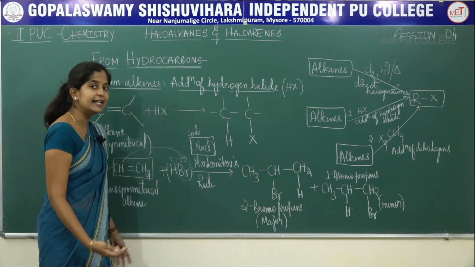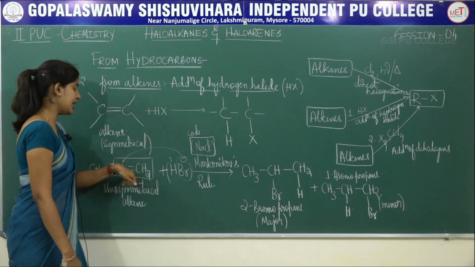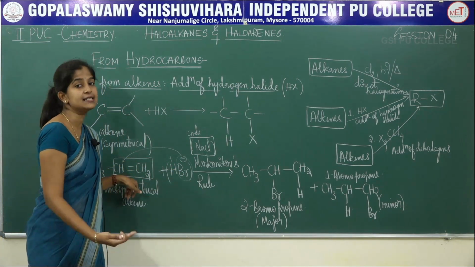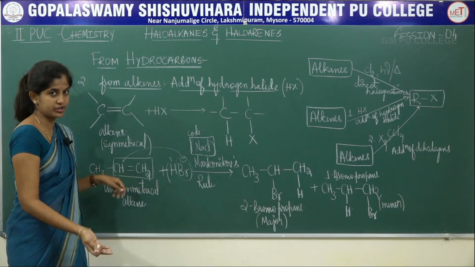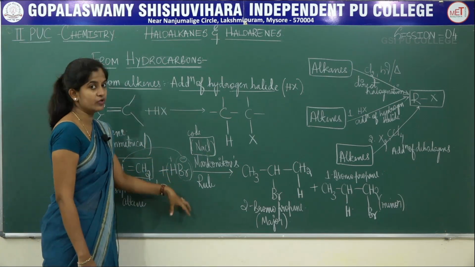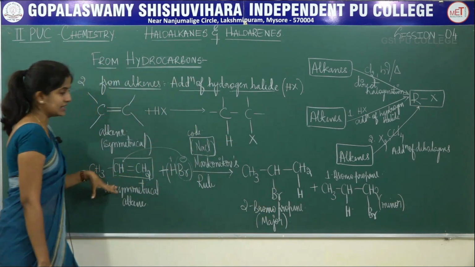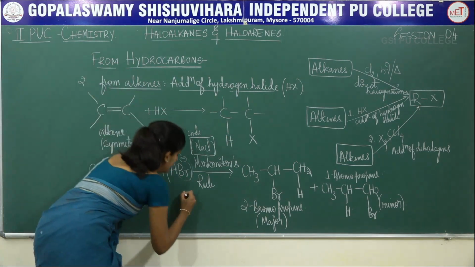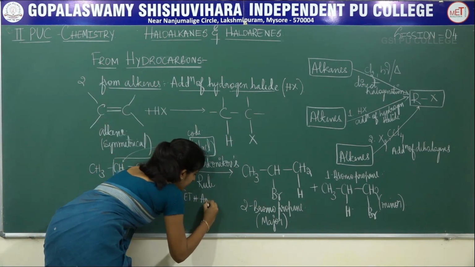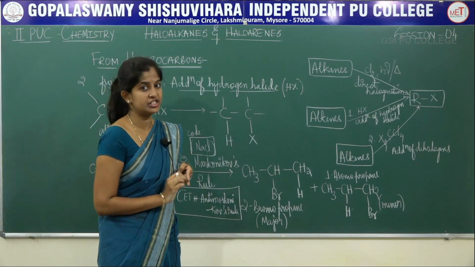What is that anti-Markovnikov's rule? The negative part of the reagent adds to the carbon of the carbon-carbon double bond having the highest number of hydrogens. So that's the opposite one. This will be helpful for your CET. Even this method is one of the methods for preparation of haloalkanes from alkenes. So remember about CET anti-Markovnikov's rule. It is also called the peroxide effect and Kharasch effect.